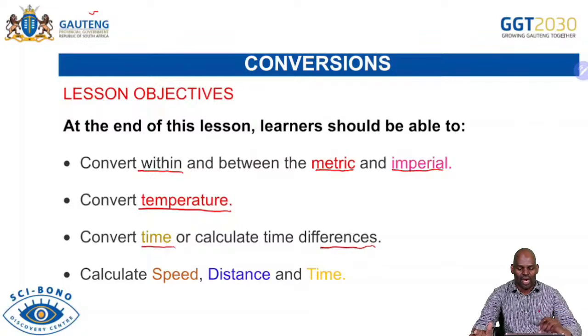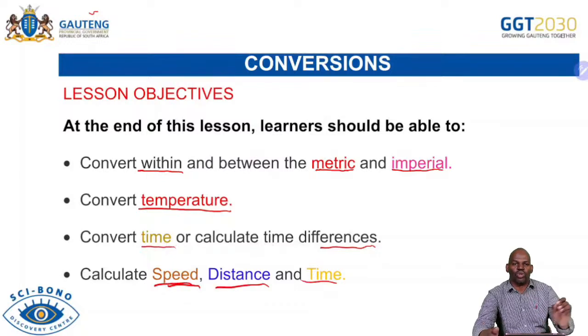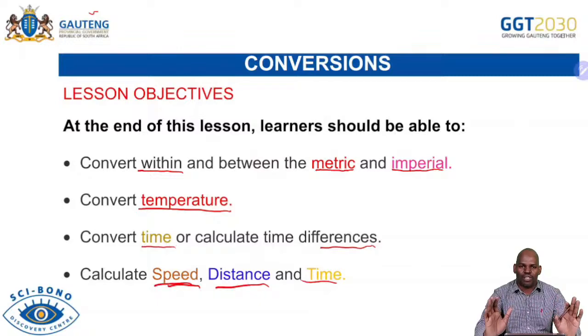All those conversions. And then what do we mean by calculate time differences? Time difference is the difference between the starting time and the ending time. For instance, most of you arrive at school at about 7:40 or 7:30 in the morning, and you leave at around 2:30 or 3:30 in the afternoon. If you want to know how much time you spend at school, you will be calculating time difference. And of course, you must be able to work with the relationship between speed, distance, and time. You know that triangular formula. Please, it's very, very important that you master it.